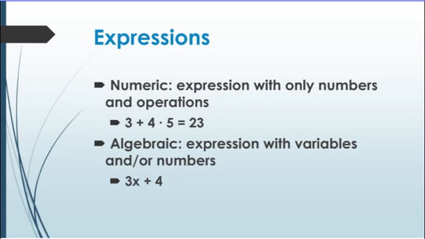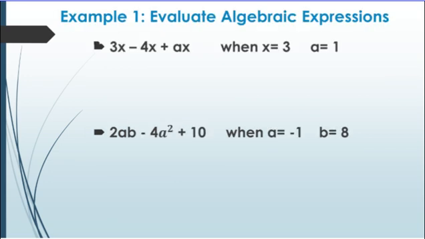Numeric expressions are those expressions with only numbers and operations. So like 3 plus 4 times 5. Or an algebraic expression, those are expressions with variables and/or numbers, such as 3x plus 4, and we would have to find the missing or the unknown variable. Let's take a look at an example.